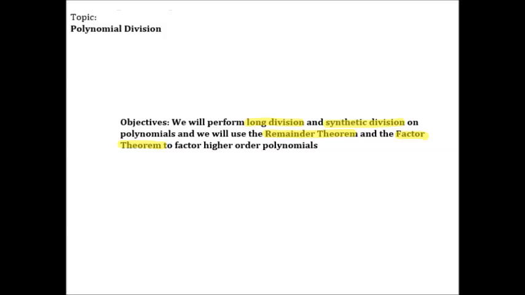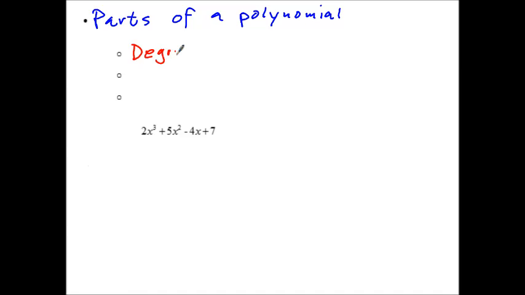But let's first go back and remember what are the parts of a polynomial. First, we have the degree. The degree of a polynomial is the exponent of the term with the highest exponent, and if the polynomial is ordered the way it should be, like this example showing here, that should be the first term. So in our example here, the degree is 3.